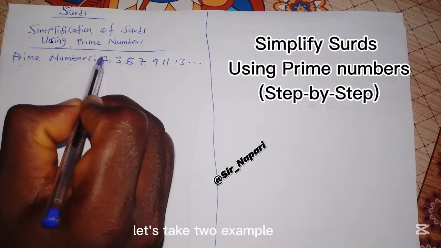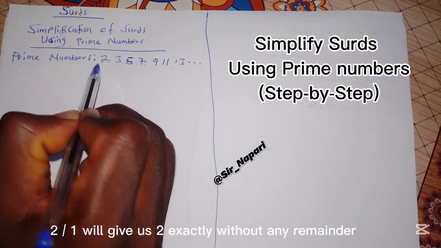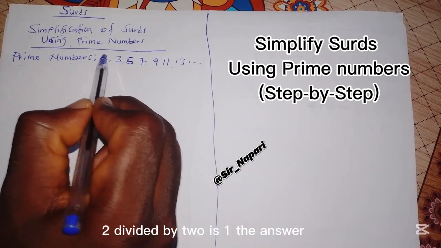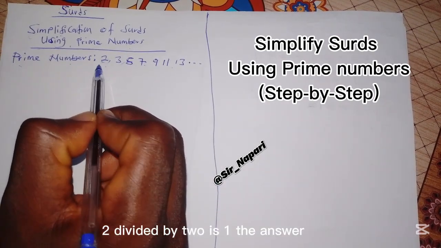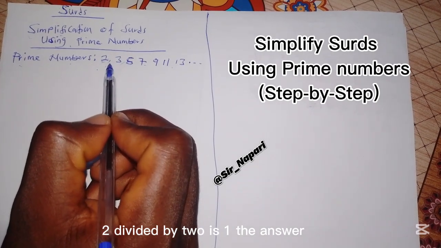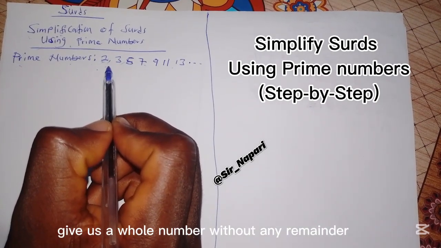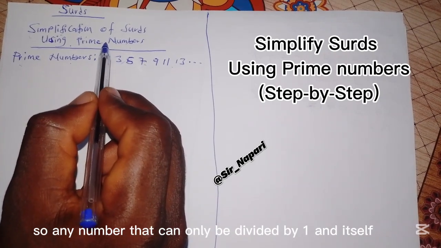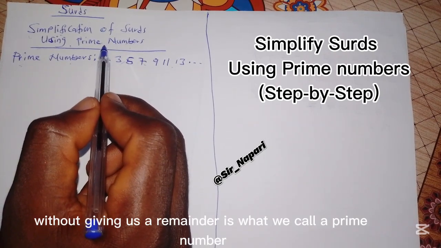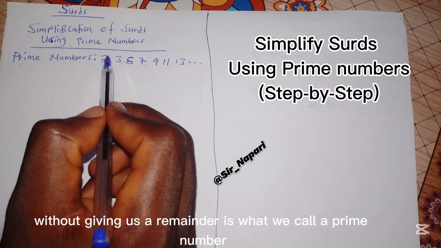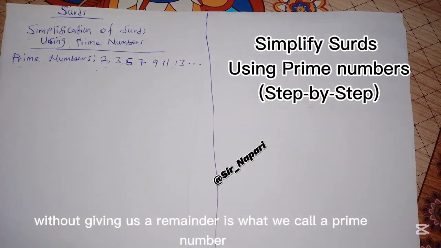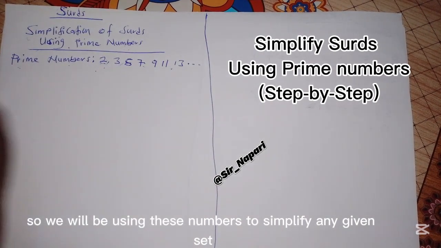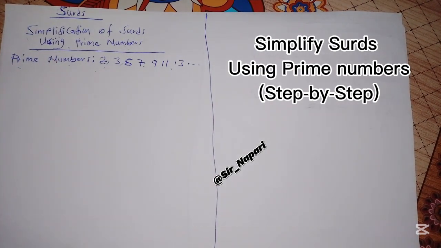Let's take two examples. 2 divided by 1 will give us 2 exactly without any remainder. 2 divided by 2 is 1. The answer gives us a whole number without any remainder. So any number that can only be divided by 1 and itself without giving us a remainder is what we call a prime number. So we will be using these numbers to simplify any given set.